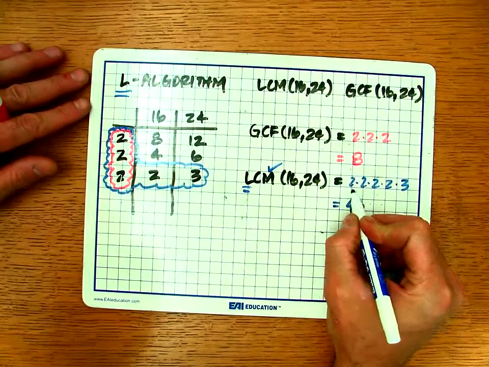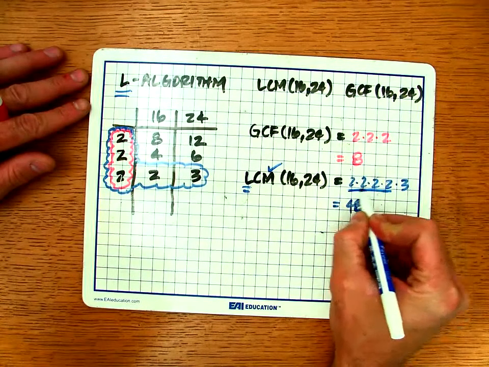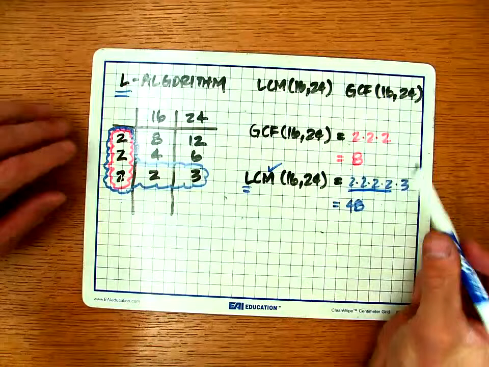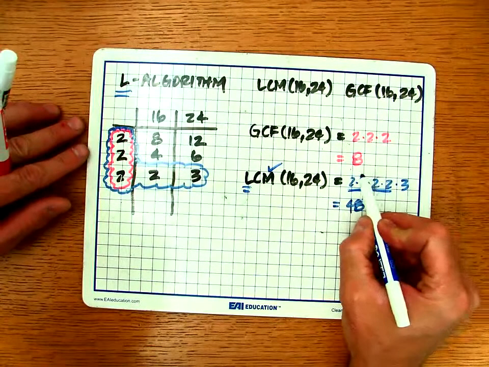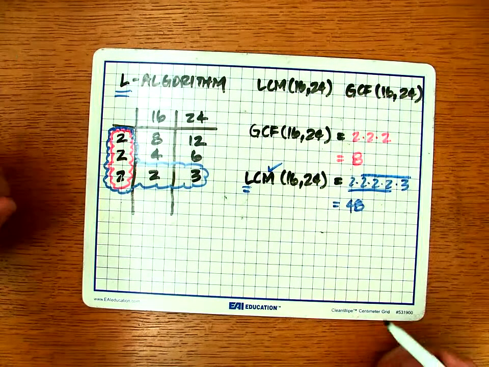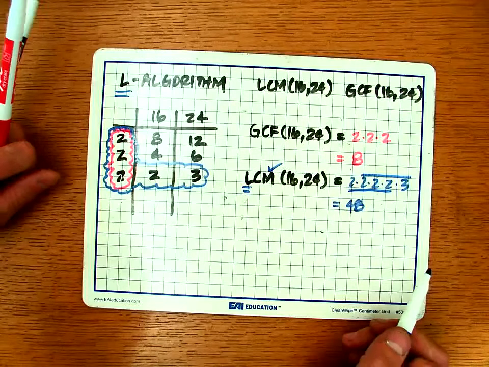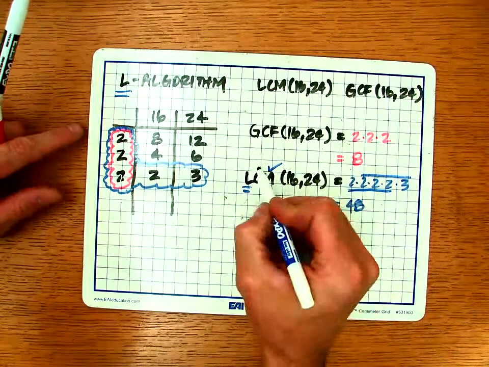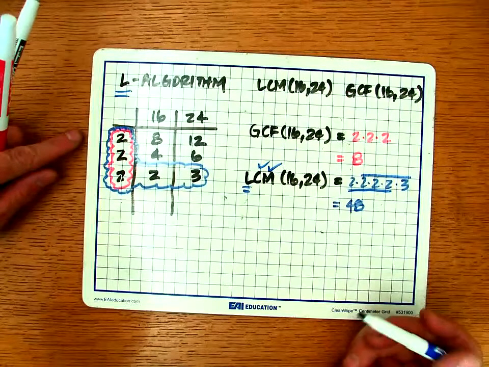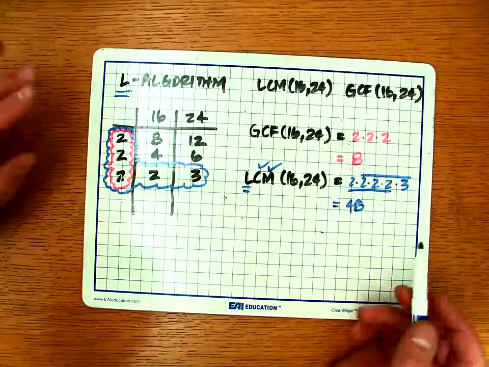If you want to think about that, you can see that these pieces here make it a multiple of 16. And if I use the underline above, these pieces here would make it a multiple of 24. So it's definitely a common multiple. Now, why is it the least common multiple? And this is the reason why.